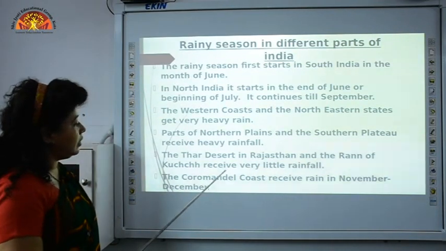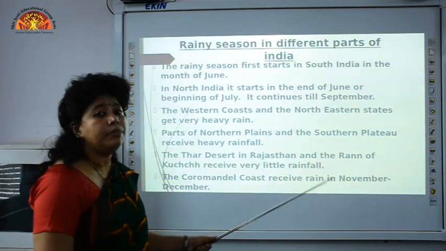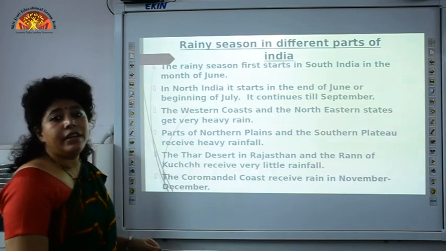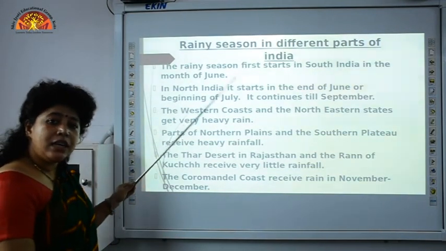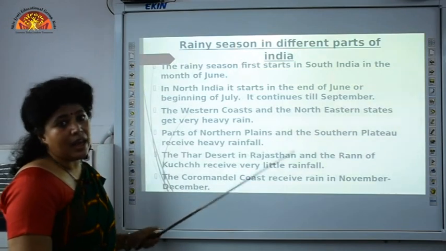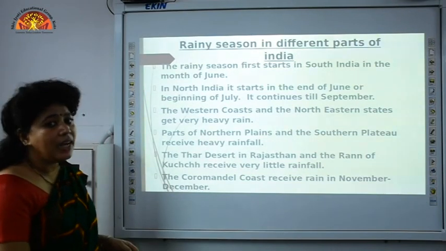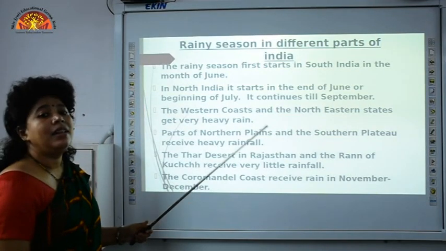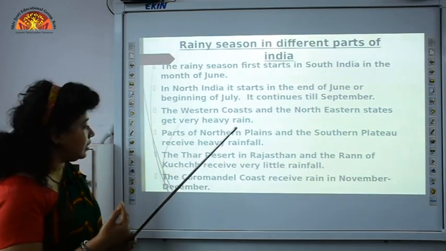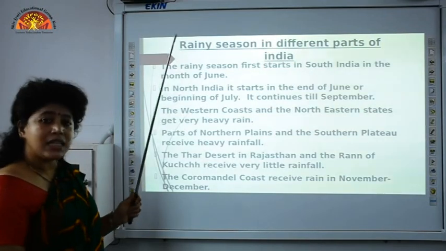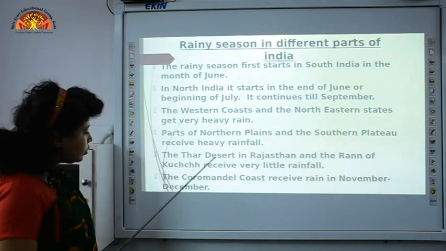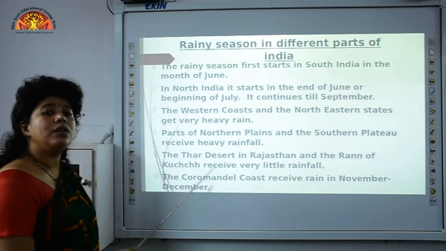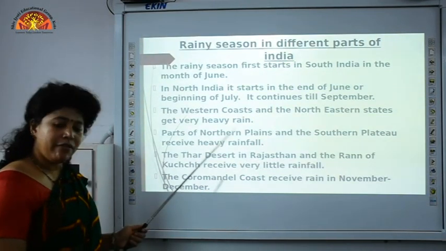And the Coromandel coast receives rain in November and December, that is in winter. This is because in winter the winds in North India are cold and the winds in South India are relatively warmer. Because of this cold and warm wind, there is a difference in pressure which makes the Bay of Bengal send monsoon winds to Coromandel coast. That is why Coromandel coast receives rainfall in winter.